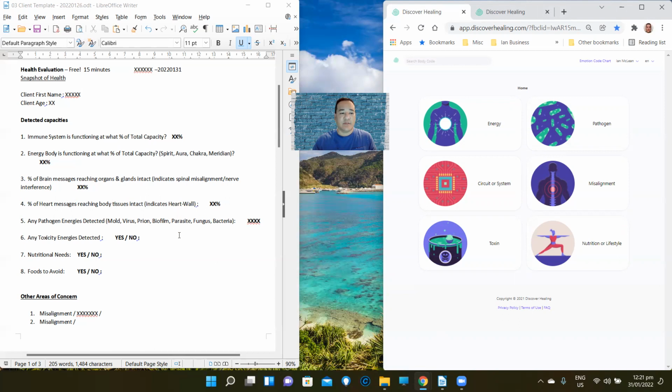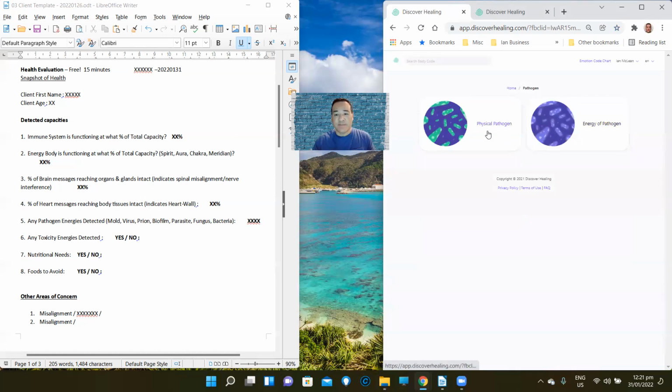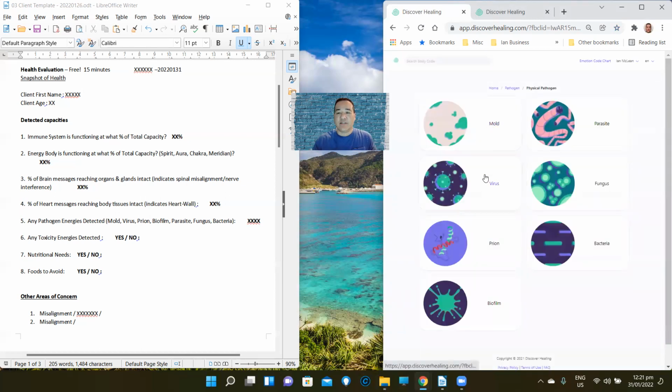The fifth one is pathogens, which is the section here. There are these different pathogens, so I'll muscle test if there's an issue here, and if there is, I'll check which one: whether it's a mold, virus, prion, biofilm, parasite, fungus, or bacteria.